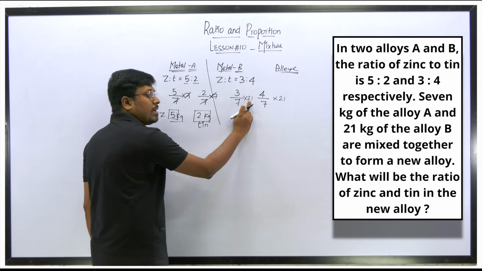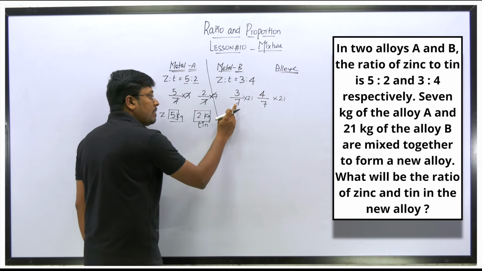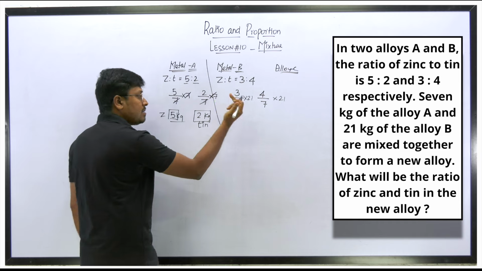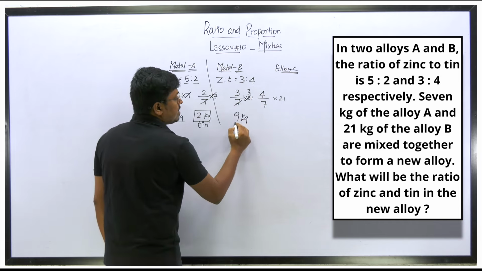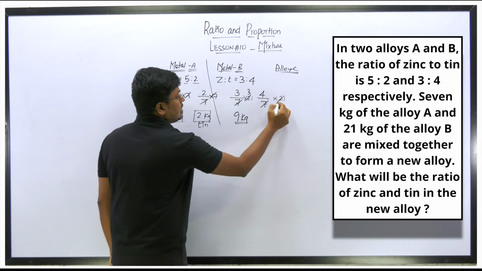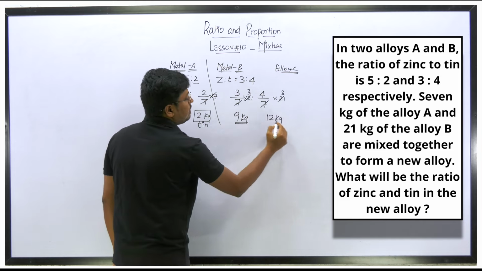So out of this 21 kg, total 7 parts, out of this 7 parts, 3 parts will be zinc. Understood or not? Now when you cancel, 3 into 3 will be 9. So 9 kg will be zinc. Here 7 into 3 is 21, so 12 kg will be tin.